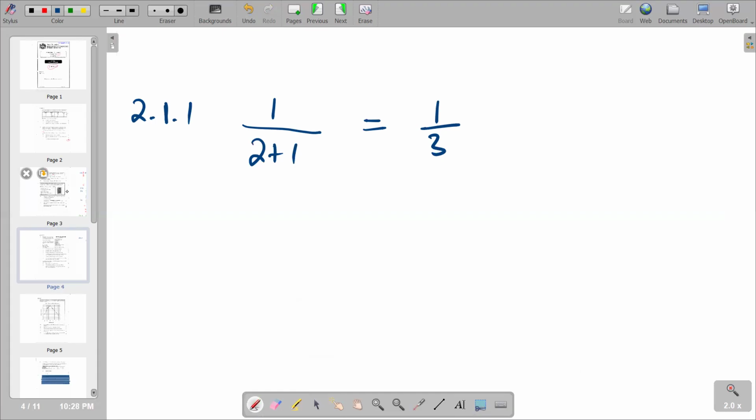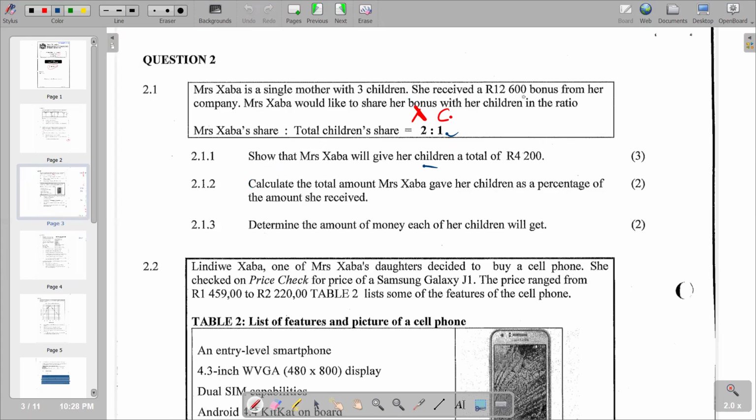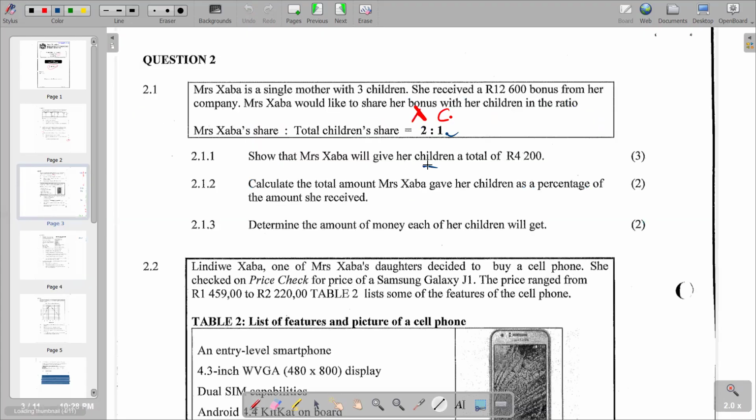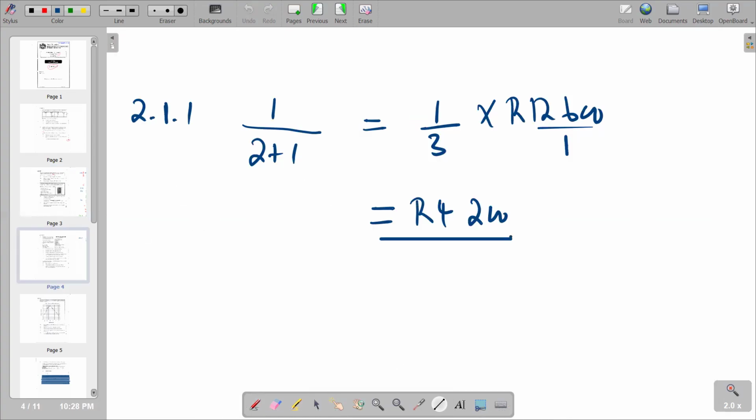So the total that we need to calculate with is the total of 12,600. So we're going to multiply there. If you say 1 over 3 of 12,600, you are going to get 4,200. As the question says, show that Miss Kaba will give her children a total of 4,200, which we have shown. So it means that question is done.